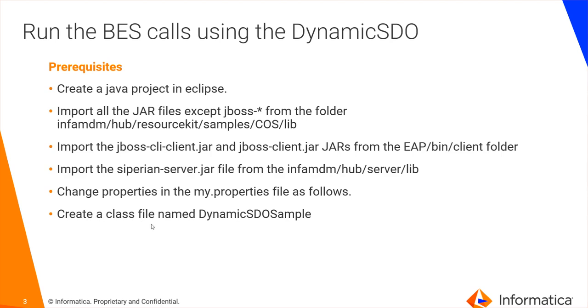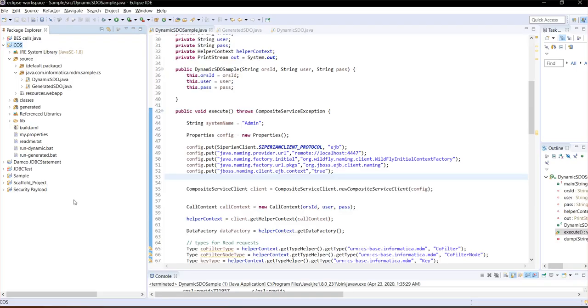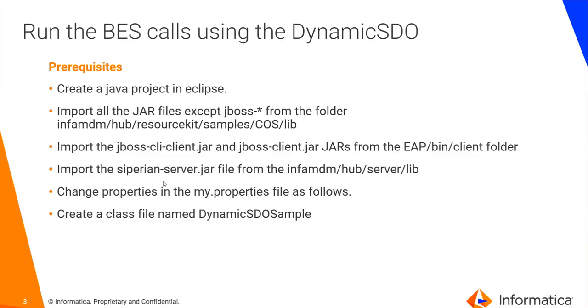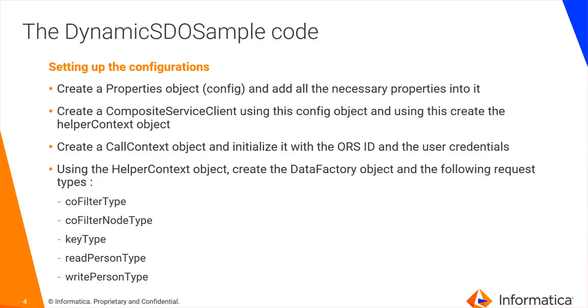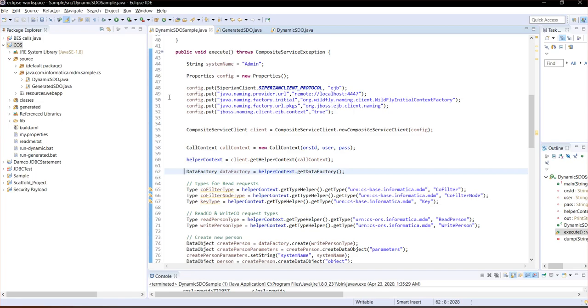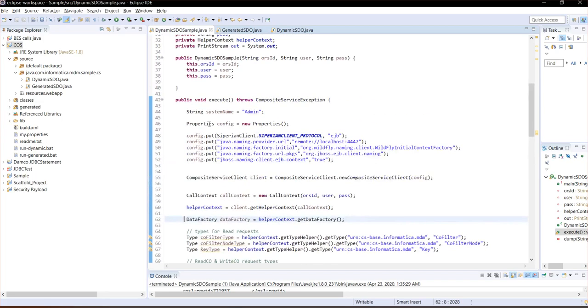After that, we create a class named Dynamic SDO sample in Eclipse, which is right here. Coming to the Dynamic SDO sample code, first we need to set up certain configurations, starting with the properties object. So here is the properties object, and into this properties object I'm going to add certain properties which are as follows.